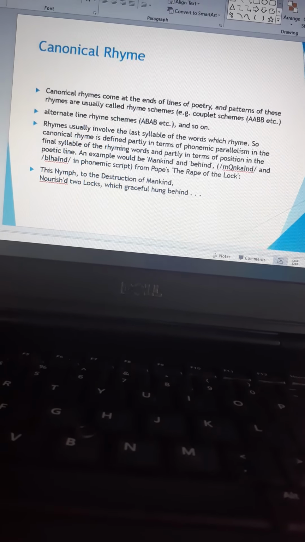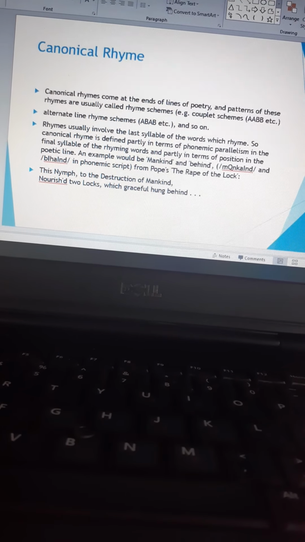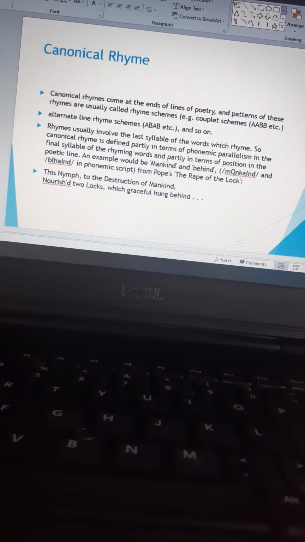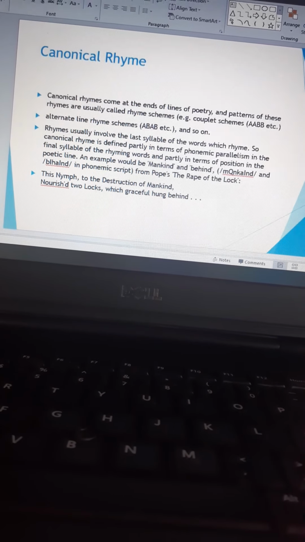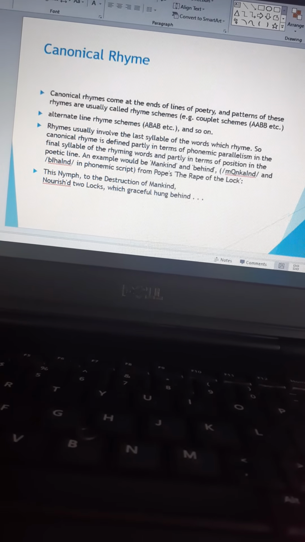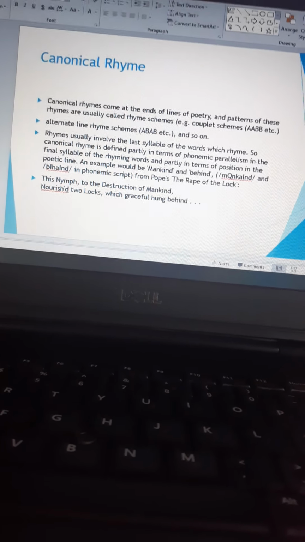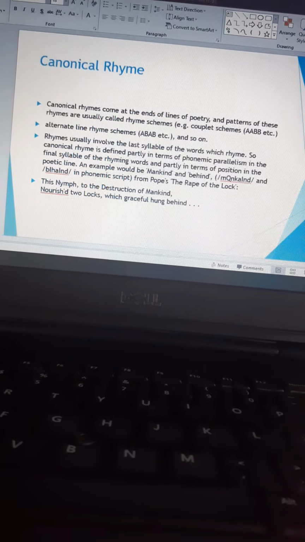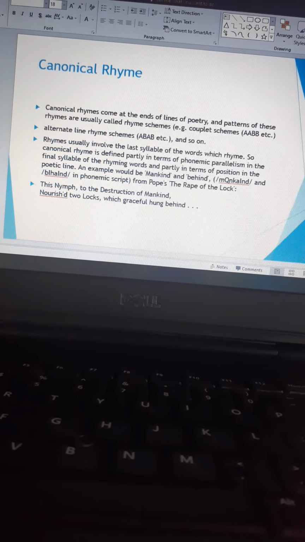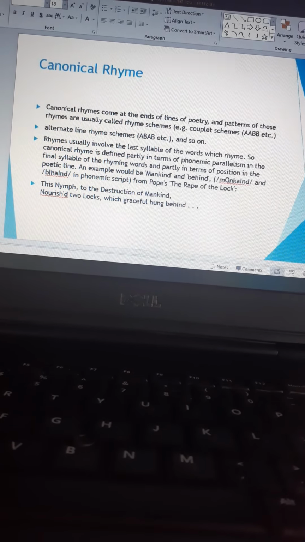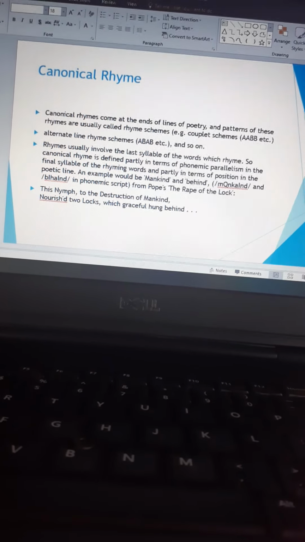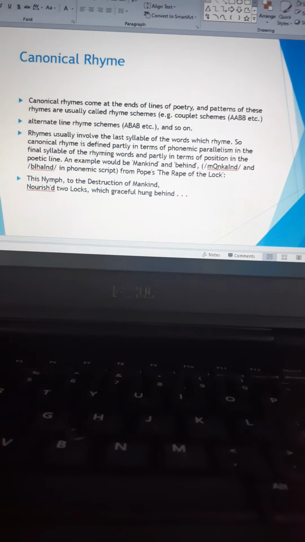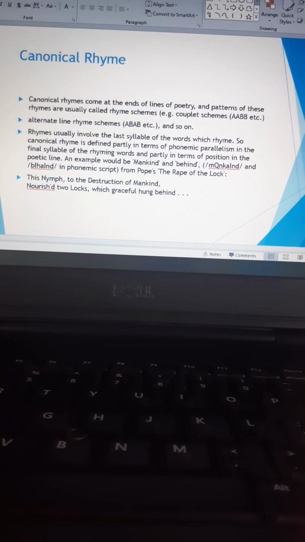Canonical rhymes always come at the ends of lines of poetry, and patterns of these rhymes are usually called rhyme schemes. Examples of these are the couplet scheme, AA, BB, and many others, and the alternate line rhyme scheme, where the pattern is ABAB, and so on. Rhymes usually involve the last syllable of the words which rhyme.